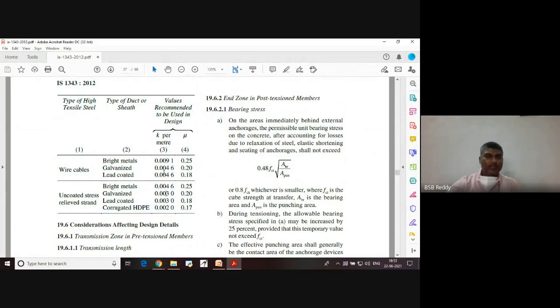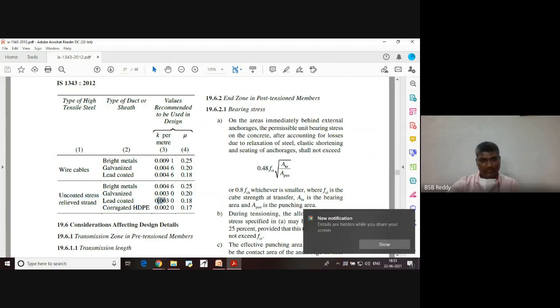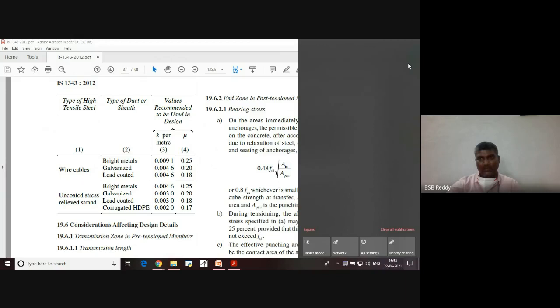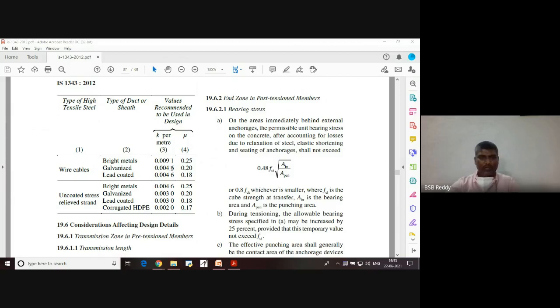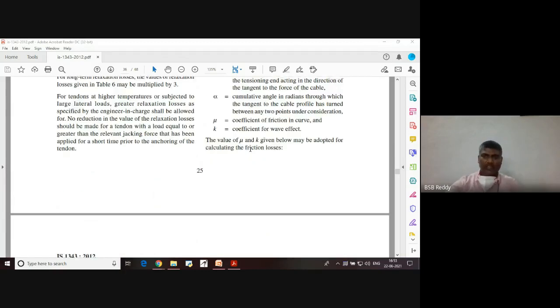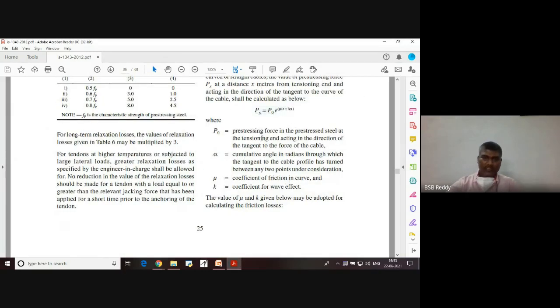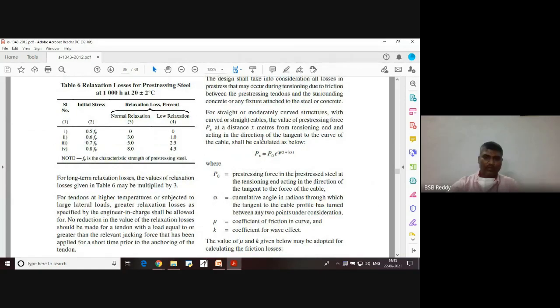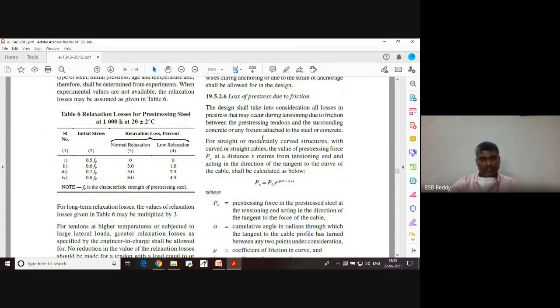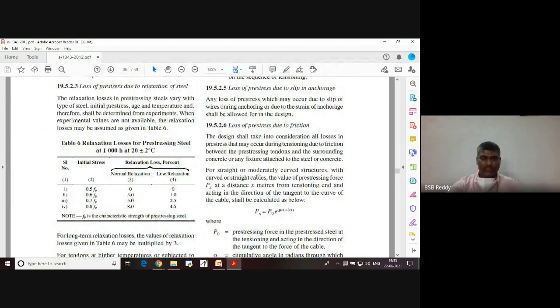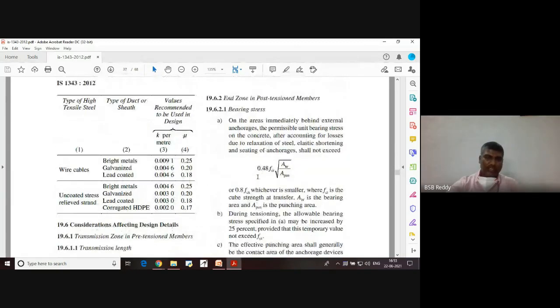Okay, so K values, if you are having strand, if this information is given to you, it is lead coated, use this value of 0.03 and 0.18. Okay, so that way you can use all that values, exact values from the IS code. So this is the formula which is available in the IS code also. No need to remember everything. Just go for the IS code. Use this IS code for all the formula and tabular values.